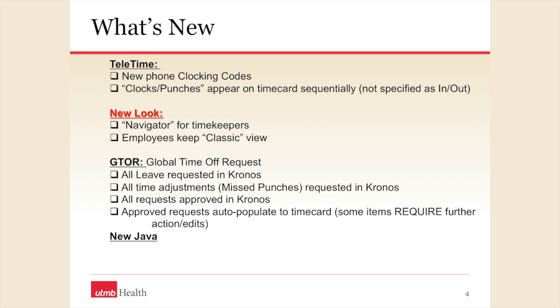So the new features that we are going to have: Teletime is the new phone system, and the timekeepers and managers will have a new view in Kronos called the Navigator view. Currently, we all have the classic view, and when we do the upgrade, employees will keep that classic view, but managers and timekeepers will have the new Navigator view.